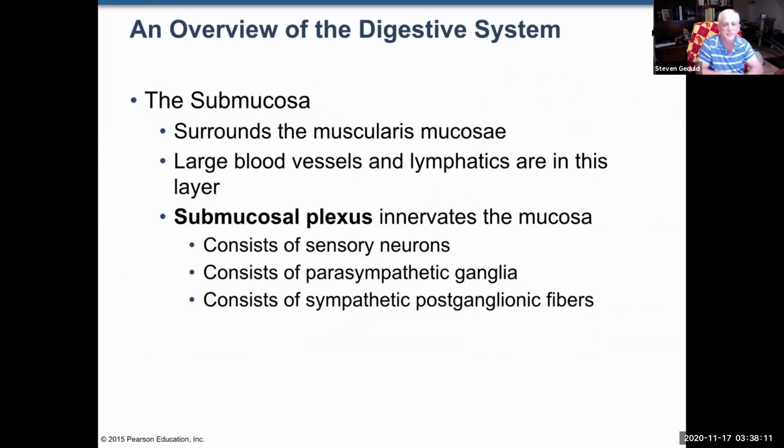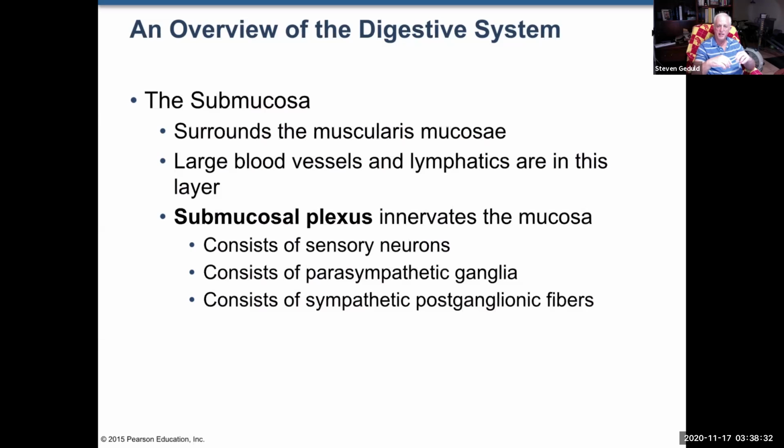Below the mucosa is the submucosa. This surrounds the muscularis mucosa. The large blood vessels and lymphatics are in this layer. Okay, so your large blood vessels and lymphatic vessels, your larger ones, are in the submucosa. The very small ones go into the plica, into the mucosa layer.